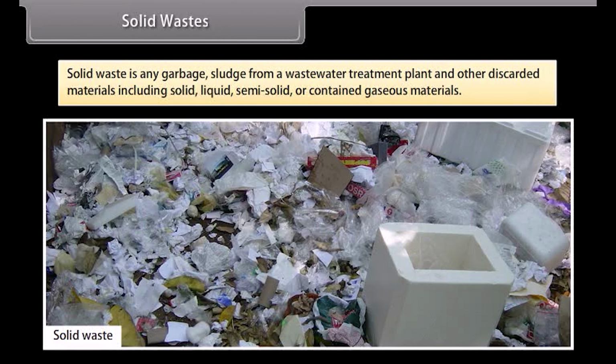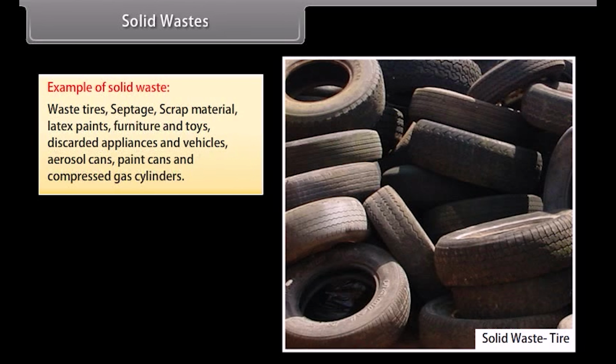Example of solid waste. Waste tires, septage, scrap material, latex paints, furniture and toys, discarded appliances and vehicles, aerosol cans, paint cans, and compressed gas cylinders. Solid waste can be categorized into three types: biodegradable, recyclable, and non-biodegradable.